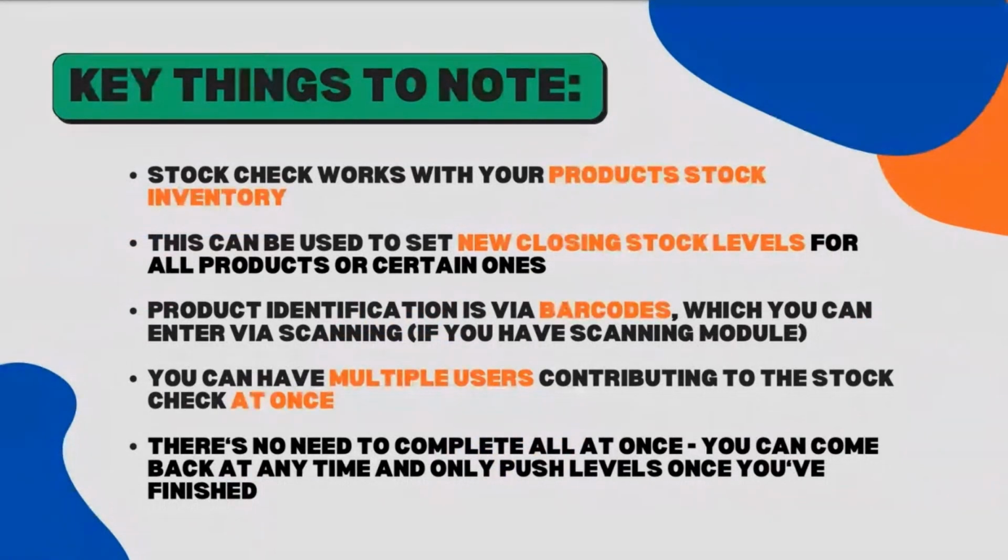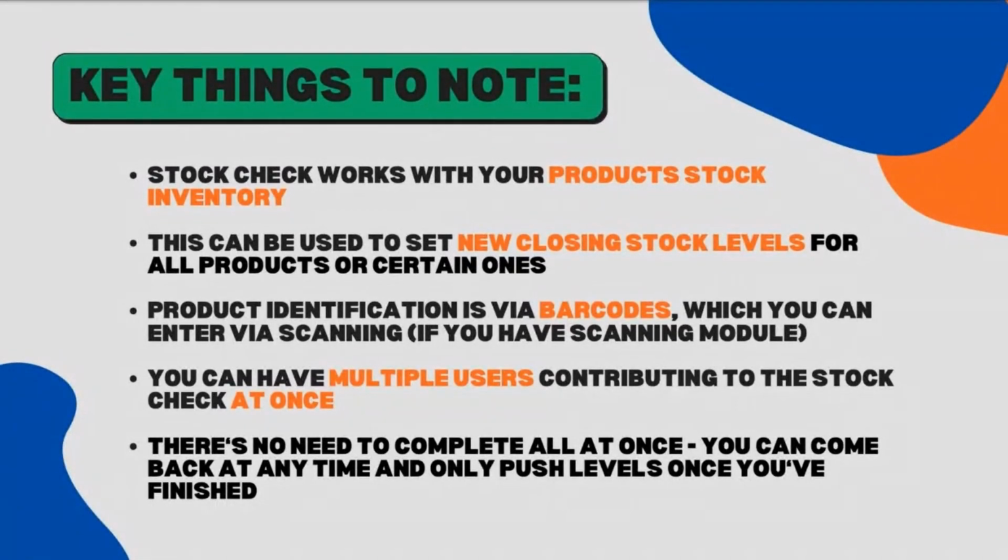Okay, so some key things to note. Stock check works with your product stock inventory. This is the area that you'll see this option popping up in, and you can use it to set new closing stock levels across your whole inventory, or just part of it if you prefer, or just a certain selection of products if you wish.